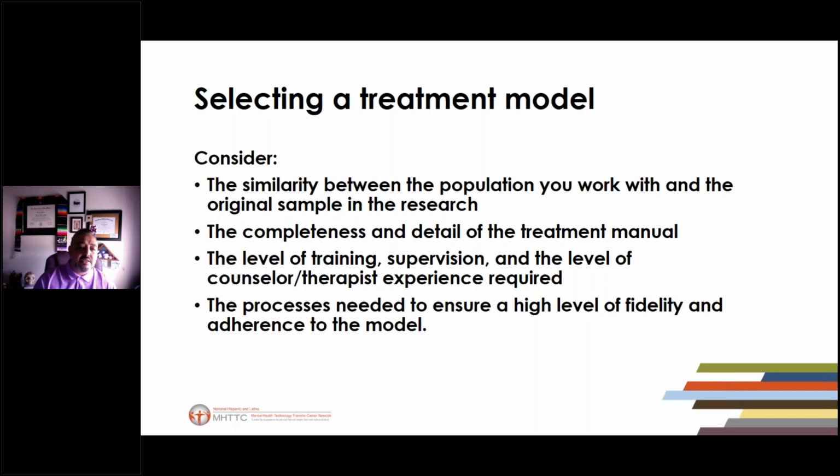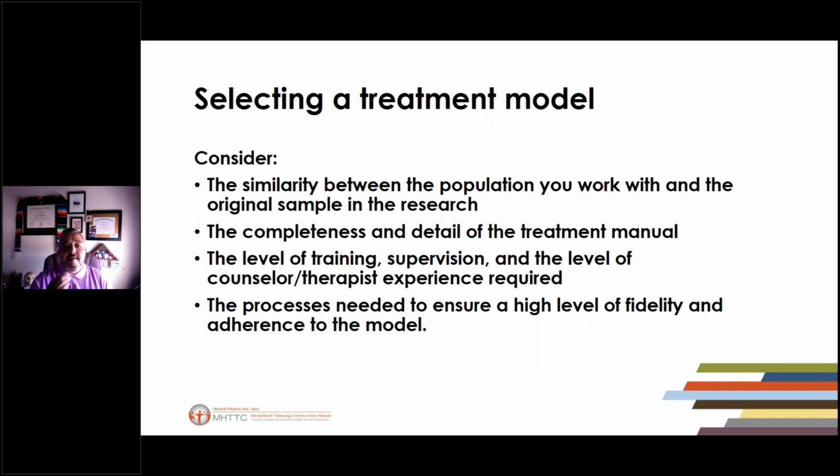Definitely look at bullet 2 here, completeness and detail of the treatment manual. Have they developed a manual? Is it right now only in peer-reviewed studies? Where is it in the process of becoming an evidence-based treatment? And is it manualized? Is that something that you need and seek out in terms of guiding your approaches and your interventions?